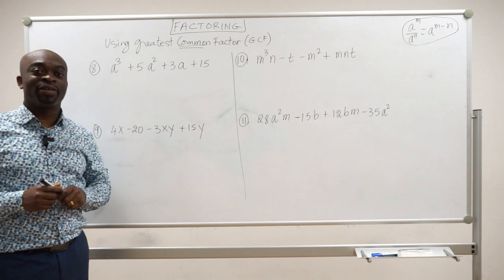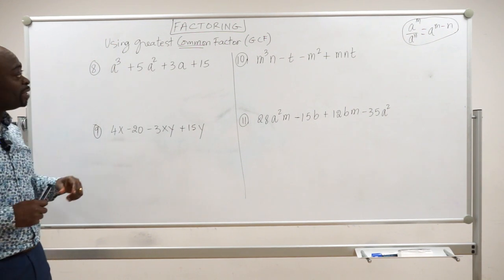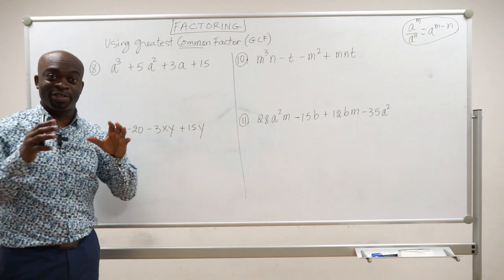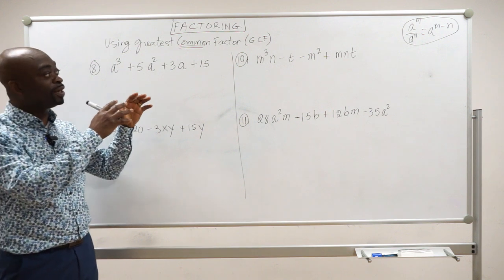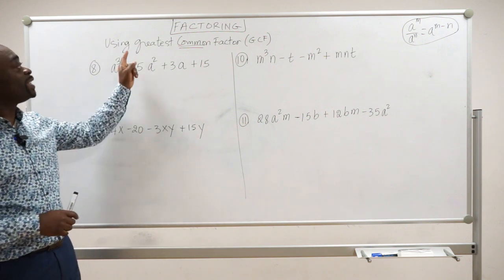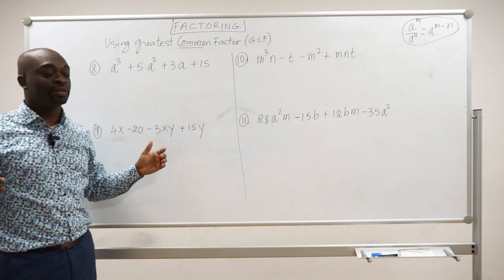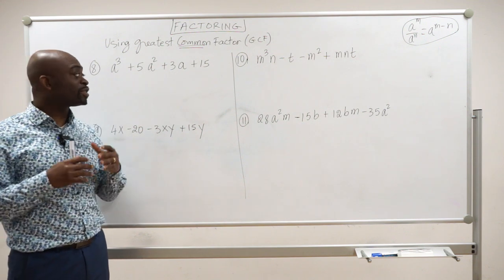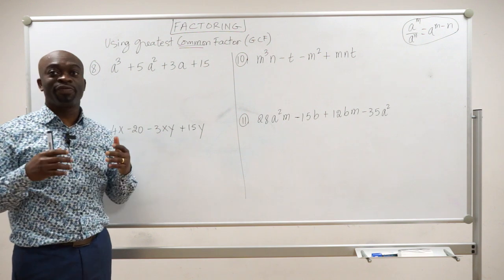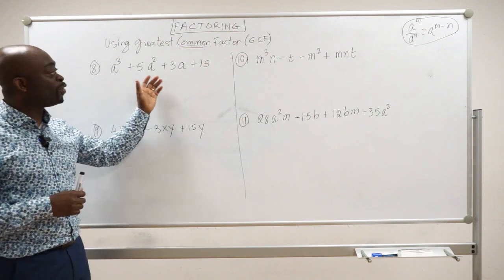All right, greatest common factor again here, ladies and gentlemen. Now we're seeing different kinds, and that's the reason why we're doing this. We have different formats now, but we're still trying to find the greatest common factor. So now we have question number 8, which is a to the third plus 5a to the second plus 3a plus 15. All right, now we got 4 terms.